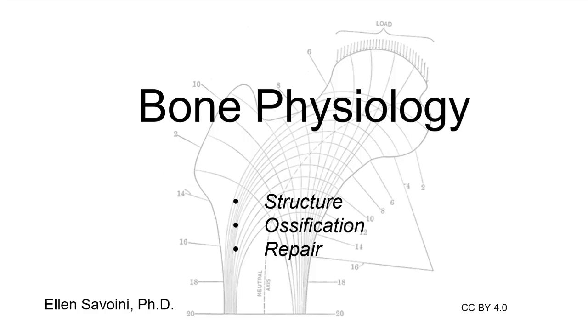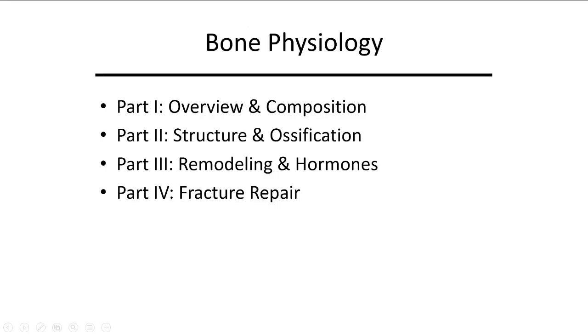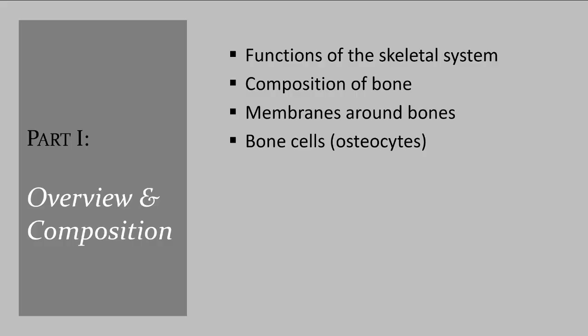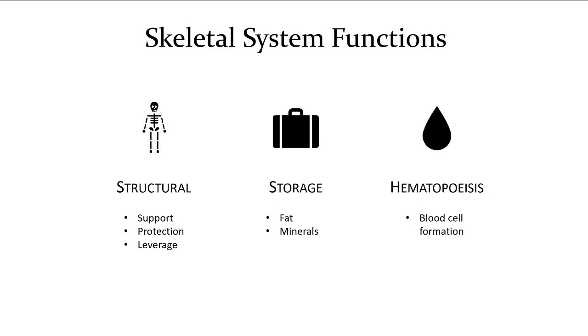Bone physiology. There are 4 parts that we're going to go through: overview, composition, structure and ossification, remodeling and hormones, as well as fracture repair. Part 1, we're going to deal with overview and composition.